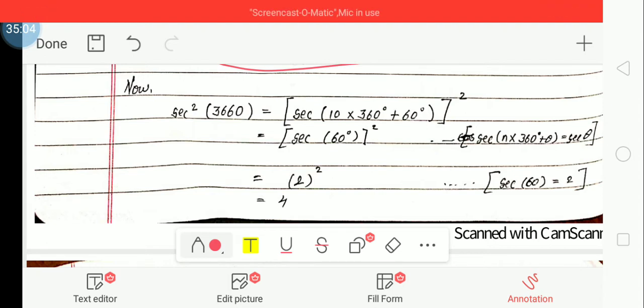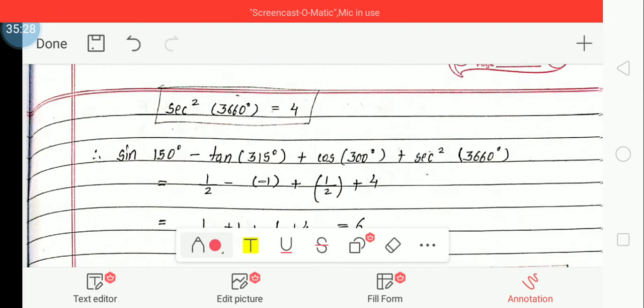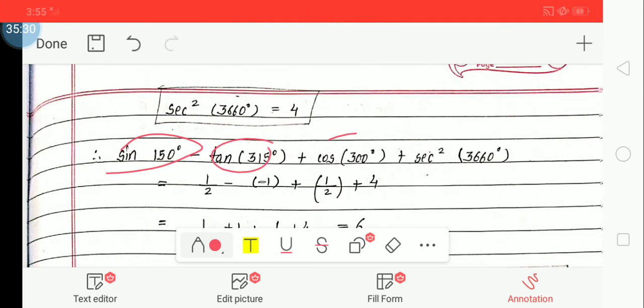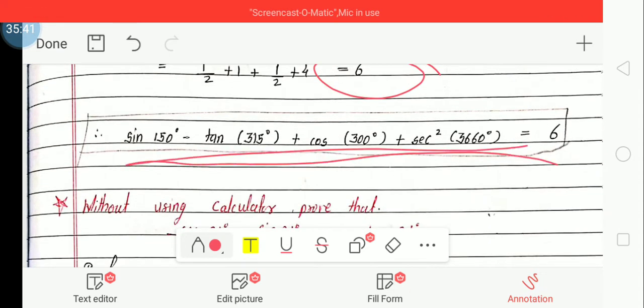Now 360 plus 60. We separate it using this formula: sec of n multiplied by 360 plus theta is equal to sec theta, and here theta is 60. So sec 60 is 2, and the whole square, so 2 squared is equal to 4. Now we put all these values in this one. So half minus 1, half plus 4, here minus half plus half gives 4 plus 2, so the value is 6. So that is the value, 6.